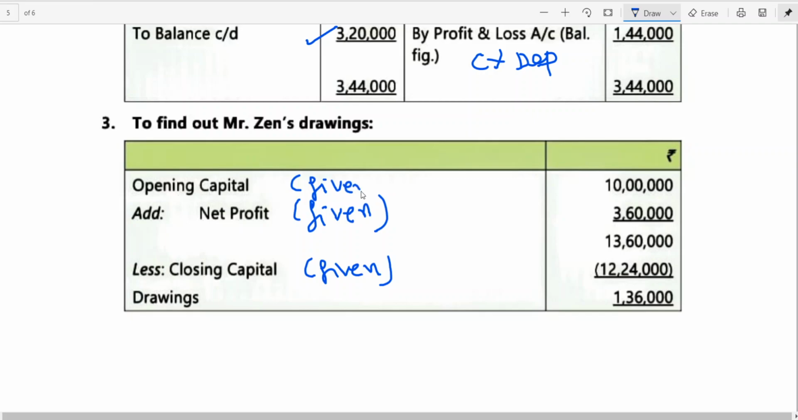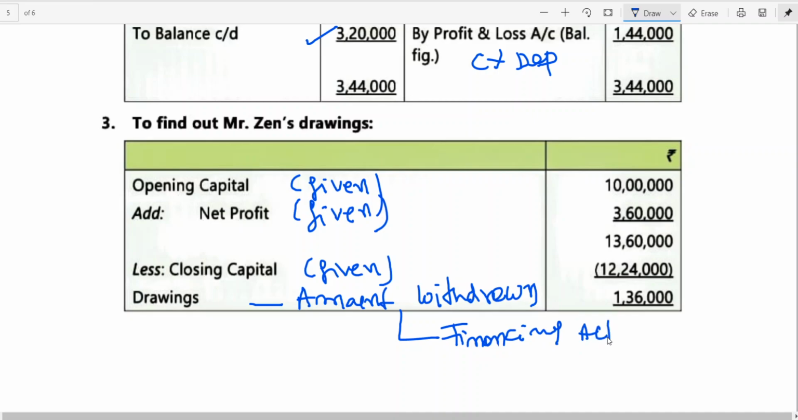I think this is drawings. That is the amount withdrawn. The amount withdrawn by the proprietor will be taken as financing activity. Capital investment is financing activity. Amount withdrawn is also financing activity. This is an outflow.